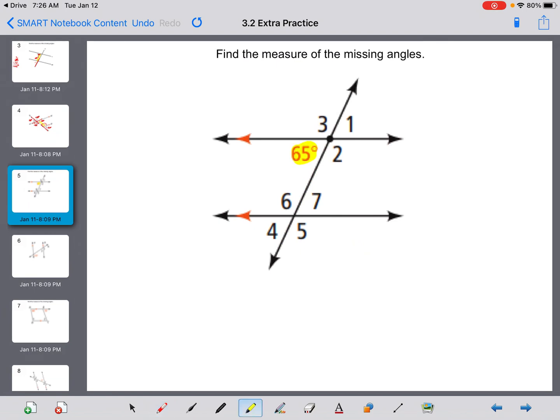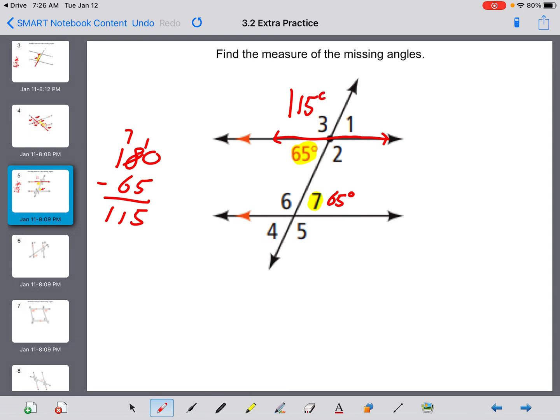Here we have a 65 degree angle, and that's alternate interior to 7, so 7 is also 65 degrees. 65 and 2 are going to be a linear pair, which equal 180 degrees. So what's 180 minus 65? 115 degrees. Angle 3 and 1 are also a linear pair, so 1 needs to be 65 degrees, and 2 should be 115 degrees.